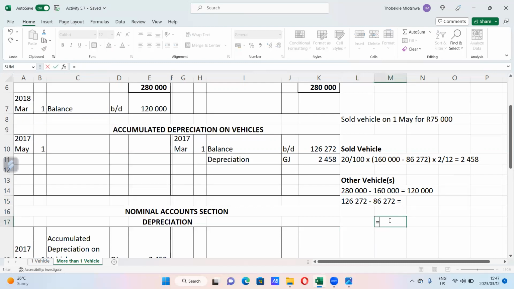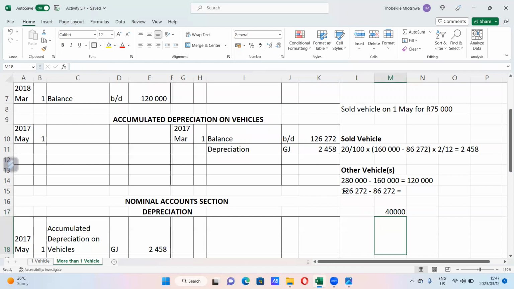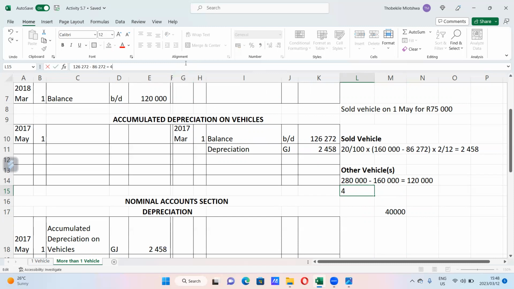So we are going to say equals 126,272 minus 86,272. And we remain with 40,000. So this is what we remain with. So we are remaining with accumulated depreciation of 40,000, as you can see. Then now we can do our depreciation.